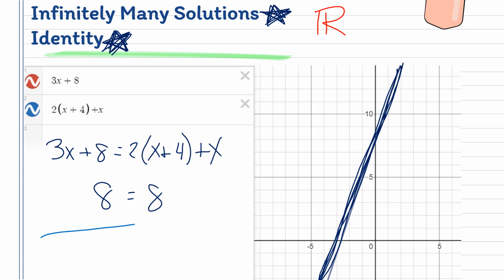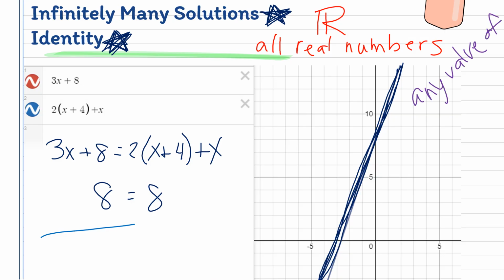Okay, we can also use a symbol. This R, which means all real numbers. So what this means is that any value of x will make the equation true.